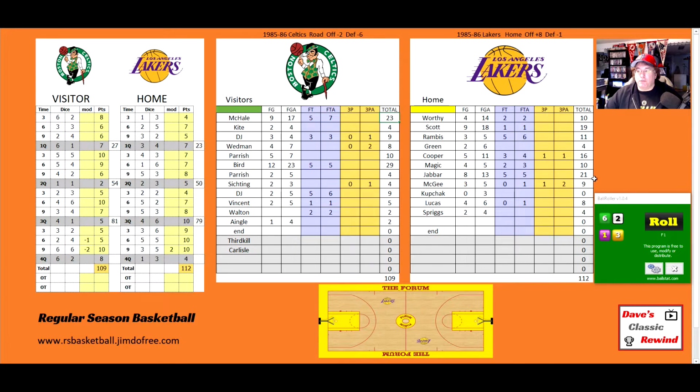But over here, the wealth was spread around pretty well. Jabbar with 21. Scott with 19. Cooper 16. Magic only had 10, but it was spread around pretty well. So see how the modifications come into play, right? They came into play at the end there. They really helped out. So that's what we got going on here. It was a 5-point modification. So -3 for the Celtics and +2 for the Lakers. So it was a 5-point modification, and that tipped the scales. If we don't put those modifications in, Celtics win by 2. So that's how the game goes.